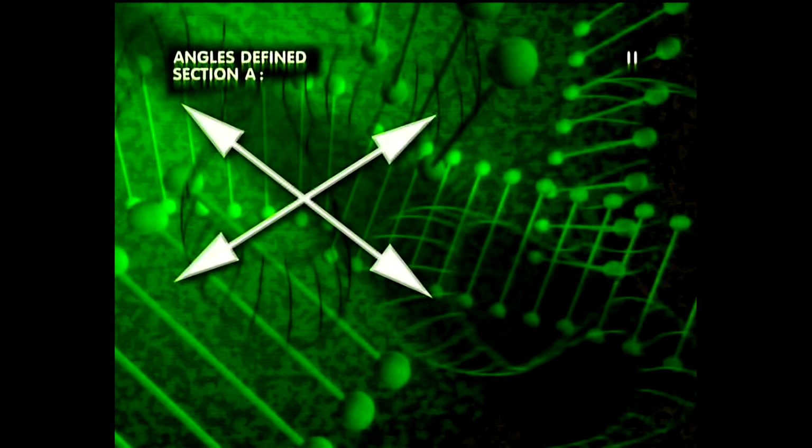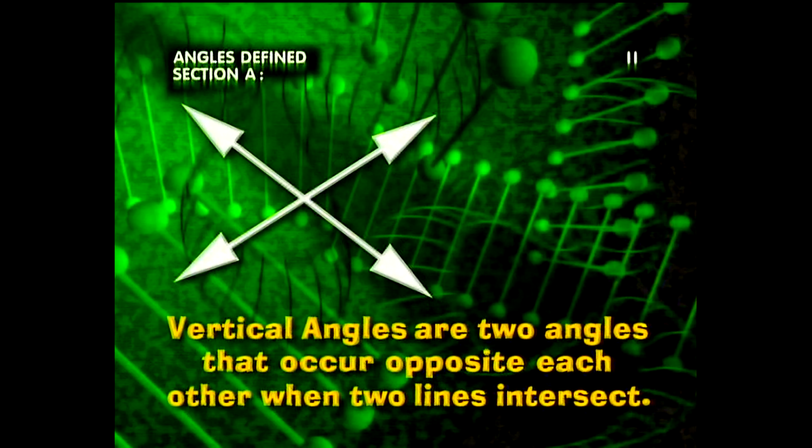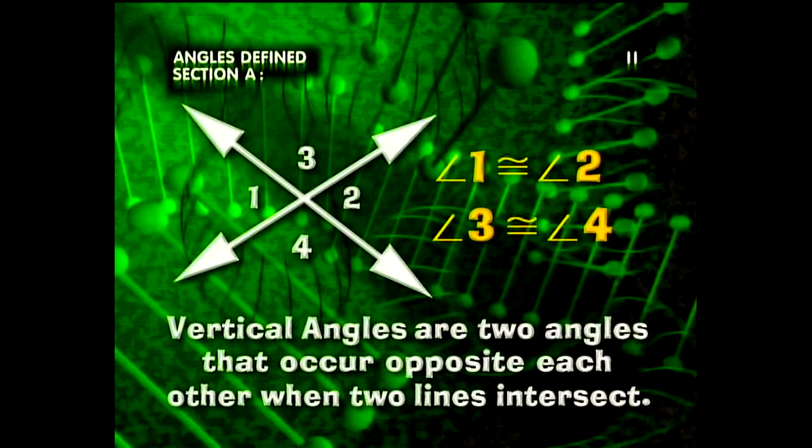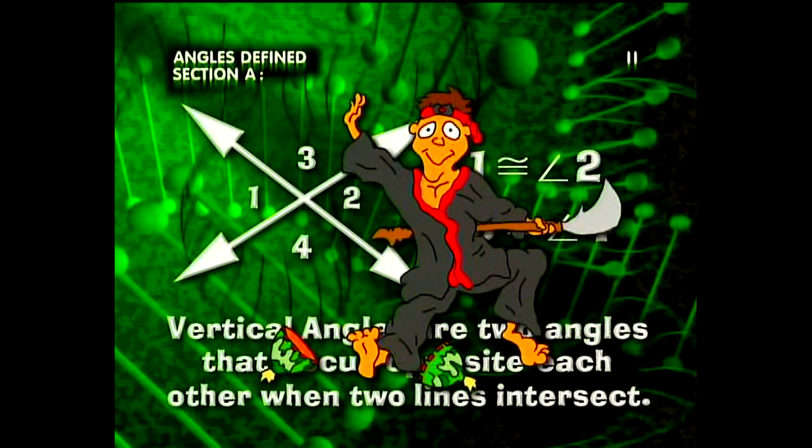Next, vertical angles. Vertical angles are 2 angles that occur opposite each other when 2 lines intersect. When these 2 lines intersect, they form 4 angles. In this diagram, angles 1 and 2 are vertical angles. So are angles 3 and 4. The cool thing about vertical angles is that they're congruent. So if you know the measure of one, you also know the measure of the other.